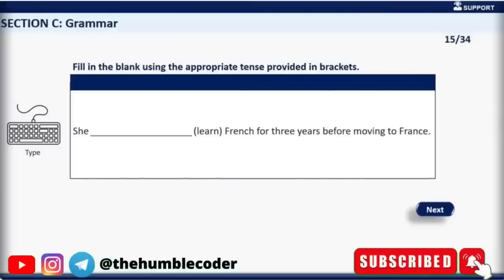Let's move on to the next question. Fill in the blanks with the appropriate tense that is provided. So we have a word and we have to use that word in the correct tense. The question is, she dash French for 3 years before moving to France. The word is learn. The correct answer for this question is going to be, she had been learning French for 3 years before moving to France.